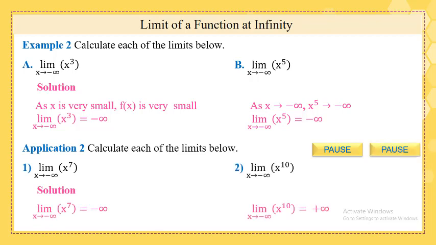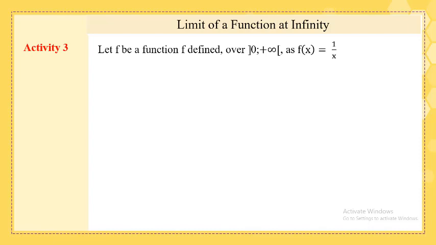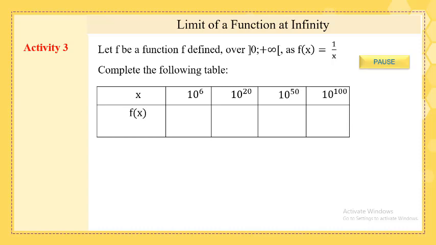Now let's start with another activity. Consider f, a function defined over 0 to plus infinity, as f of x equal to 1 over x. Complete the following table. For each value of x, find the value of f of x, which is equal to 1 over x. For x equal to 10 exponent 6, f of x is 1 over 10 to the 6.